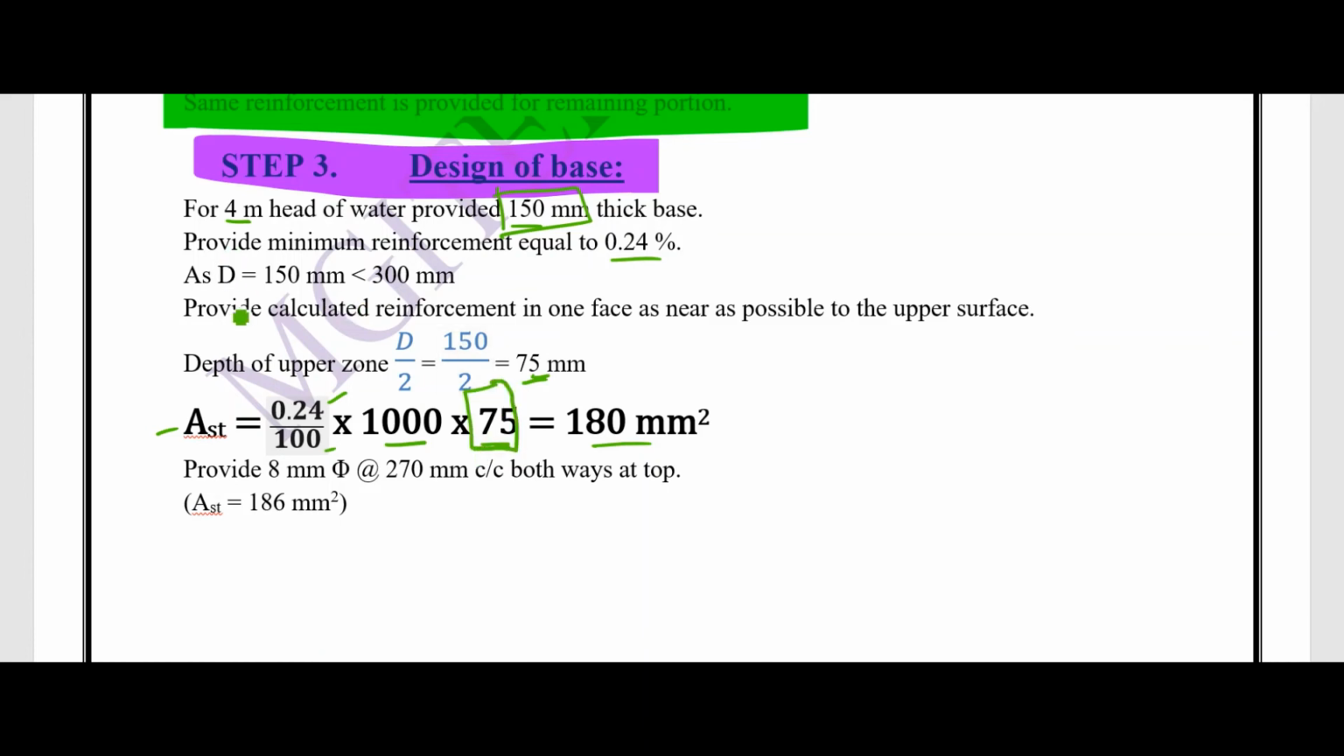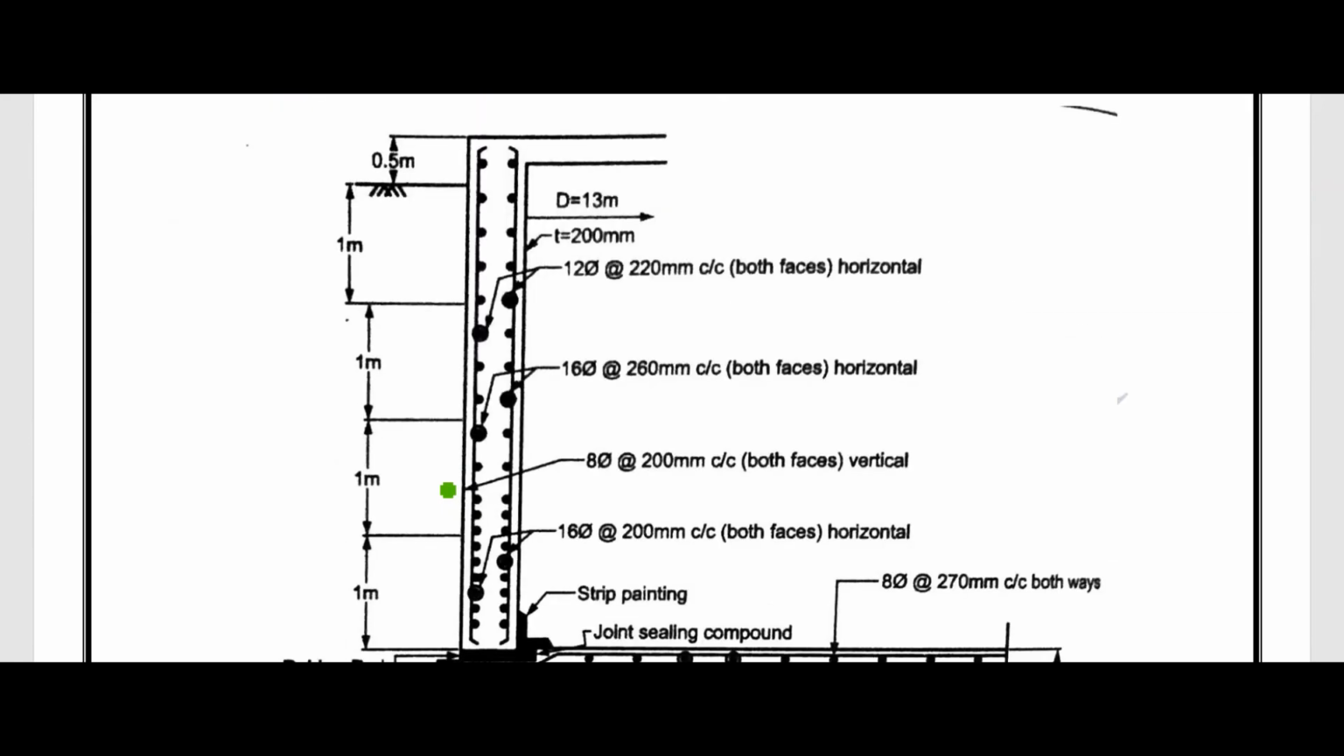Assume we provide the calculated reinforcement in one face, near the upper surface. So 150 is the total thickness, but we have to design for the upper face only. So it's 75 mm. So provide 8 mm dia at 270 mm center to center in both ways at top. So our design is completed.